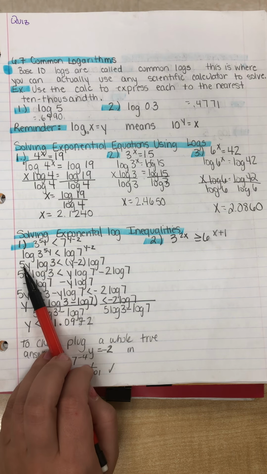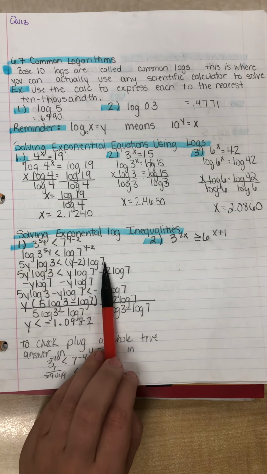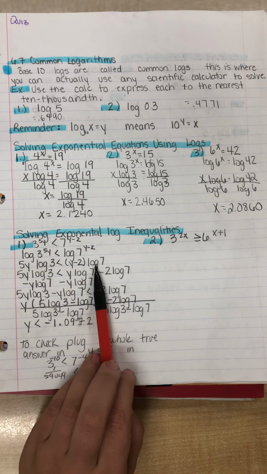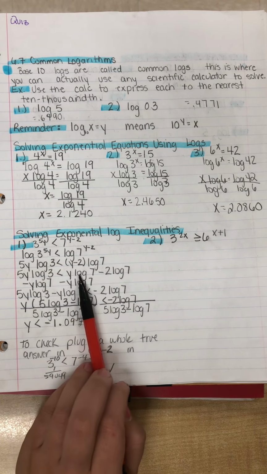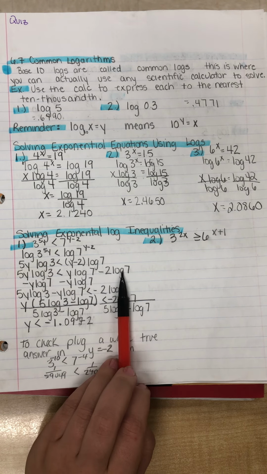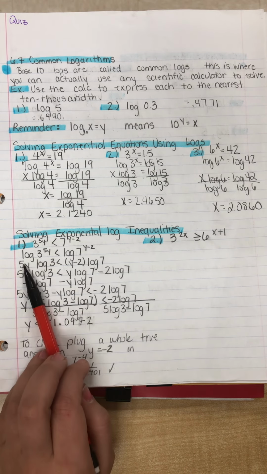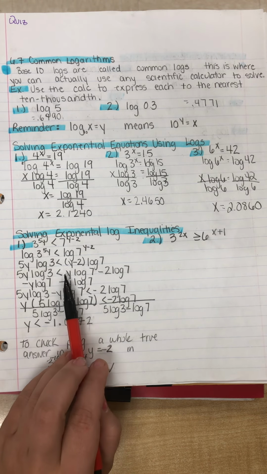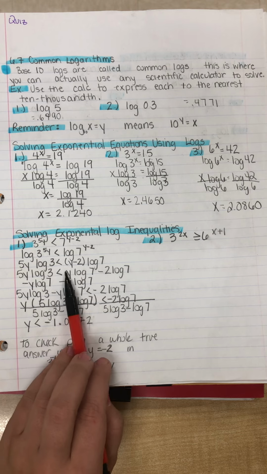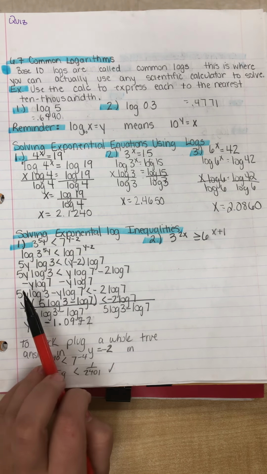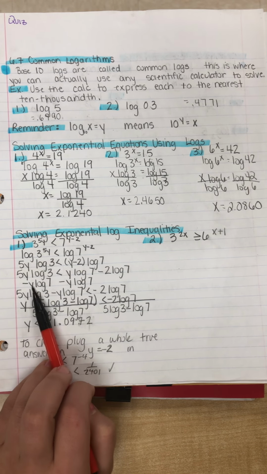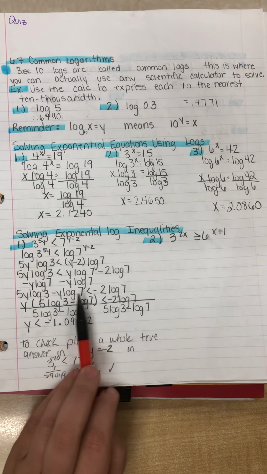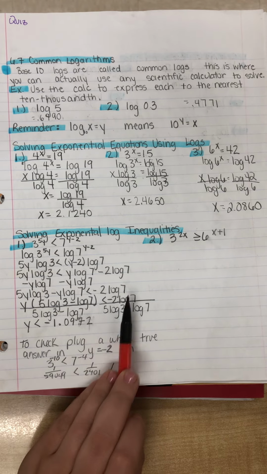Next, if it's more than one term, you have to distribute that log. Remember, it's a number. It's like distributing. You're putting this log with everything in it. So y log 7 minus 2 log 7. This is done because you had y's on both sides, and we want to move all our y's to one side. So you're going to take this y log 7, and since that y is positive, we're going to subtract y log 7 from both sides. Now I have 5y log 3 minus y log 7 is less than negative 2 log 7.